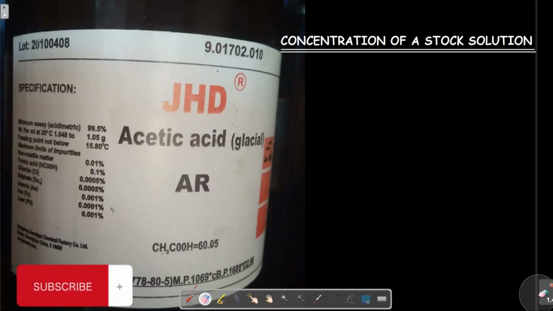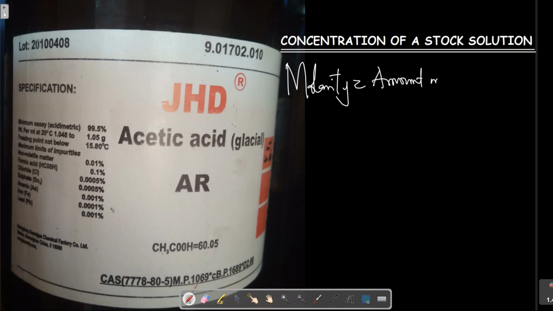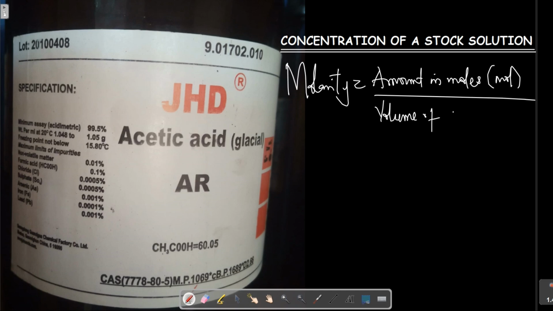This video describes how to determine the concentration of a stock solution. Concentration is defined as the amount of a substance in a specific volume of solution. The most common unit for concentration is molarity, where molarity is given as the amount in moles, or number of moles of solute, over the volume of the solution, where volume is measured in liters and not in milliliters.